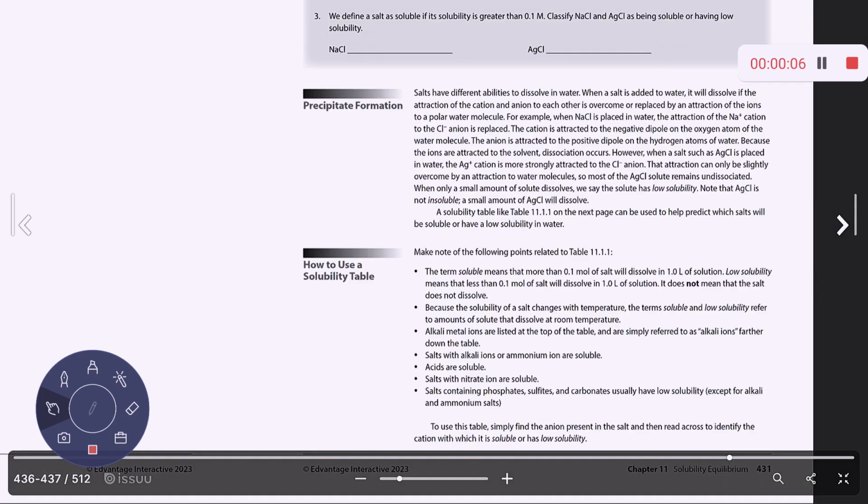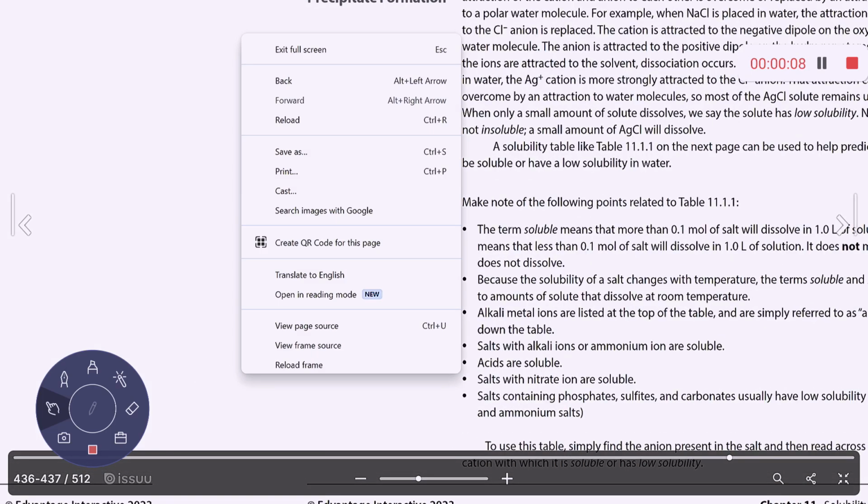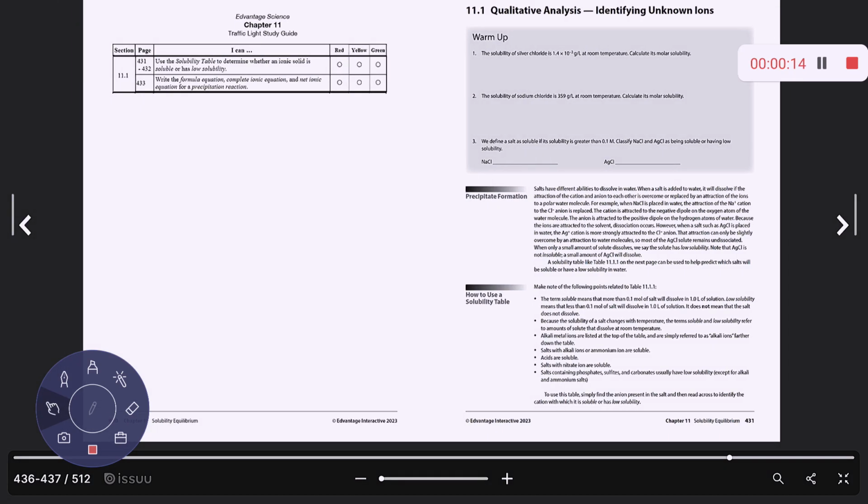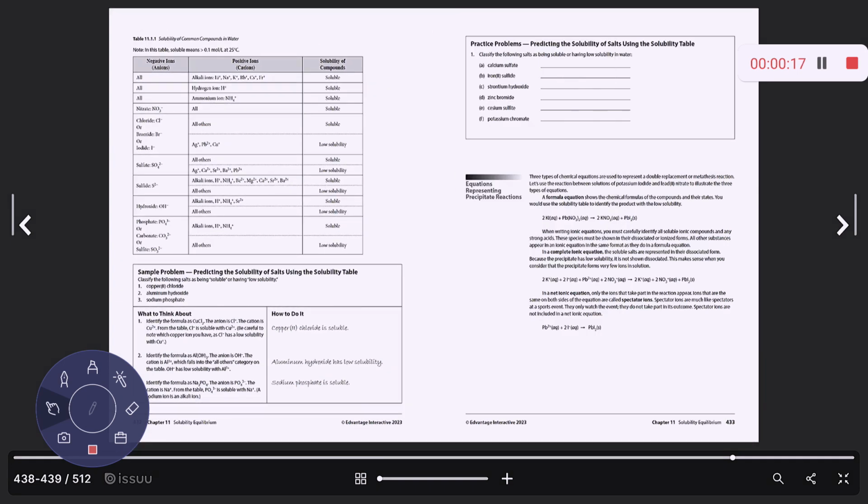Okay, so we talked about solubility in a previous chapter. Do you recall? Low solubility and soluble. Okay, so let's just turn to the next page. And do you recall the solubility table?